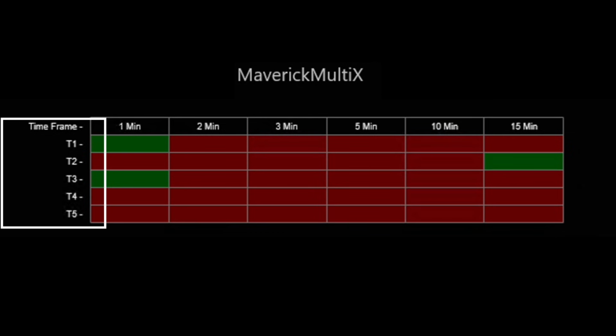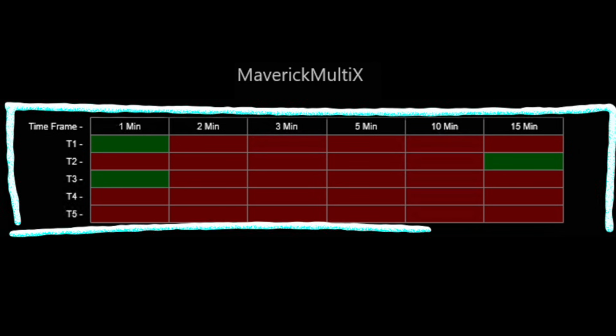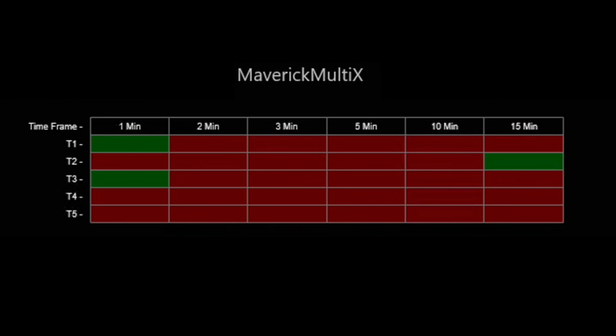And they're all casting a vote across 6 time frames. You can set these time frames for whatever you want, 4 hour, 2 hour. I have them set for the 1 minute through the 15. And you can add a 7th time frame. And these 5 traders are all casting a vote every single tick. Are they bearish or are they bullish?